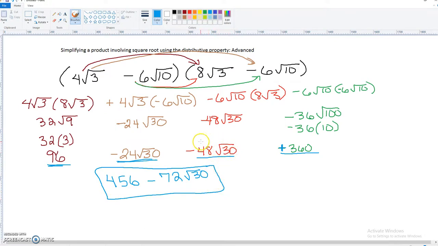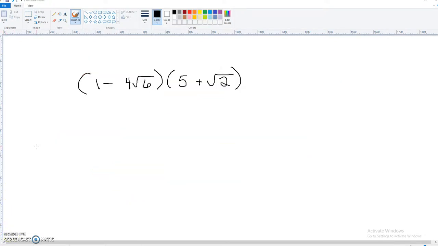There are times where you'll have more than just 2 terms left. So I'm going to pause this for a brief moment so I can erase the board so we can look at another example. Okay, so we have this really cool example. This one looks a lot easier. However, it's going to give us a much longer answer.